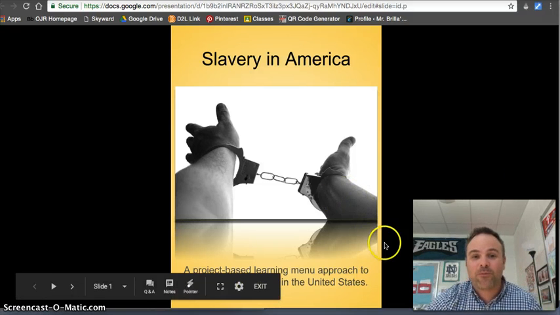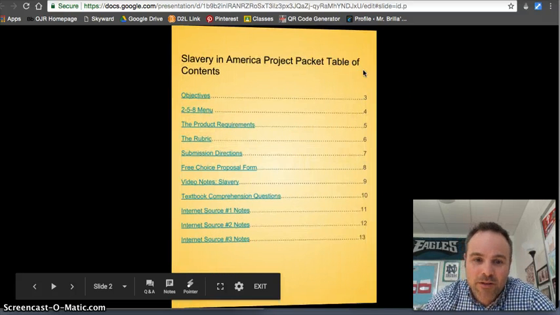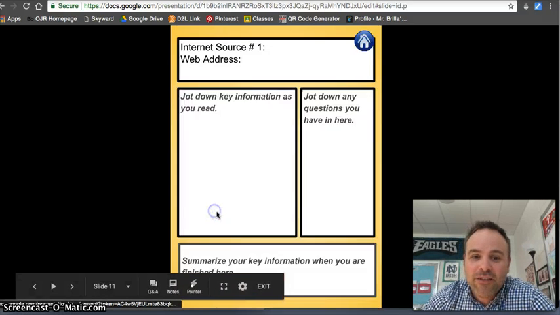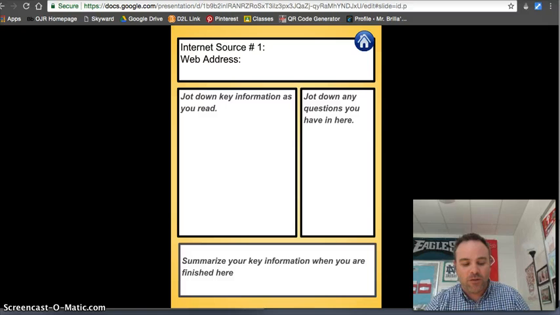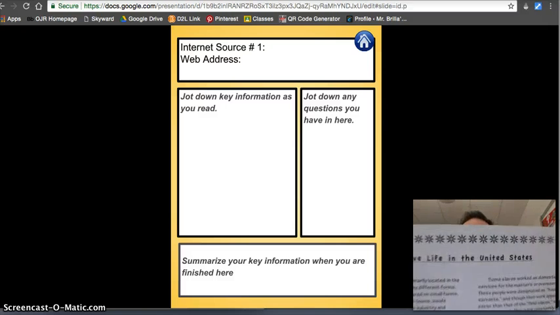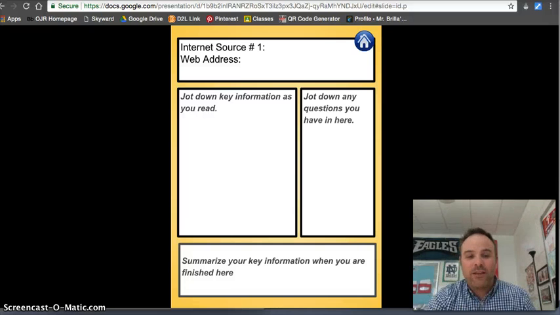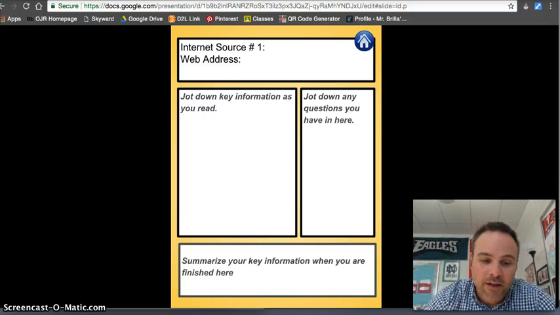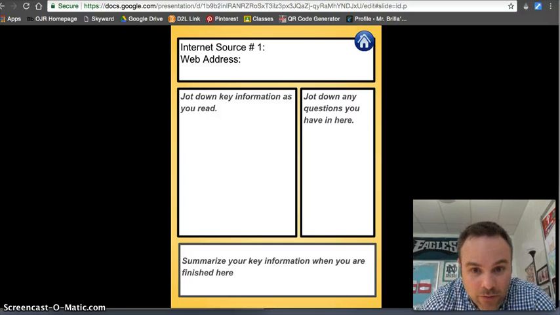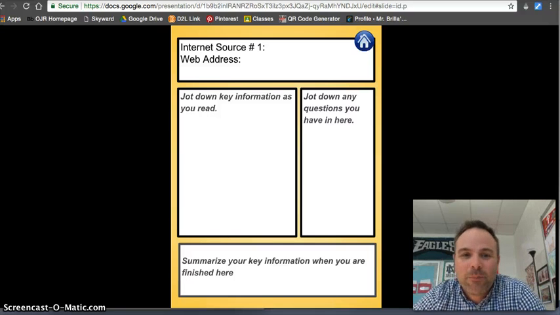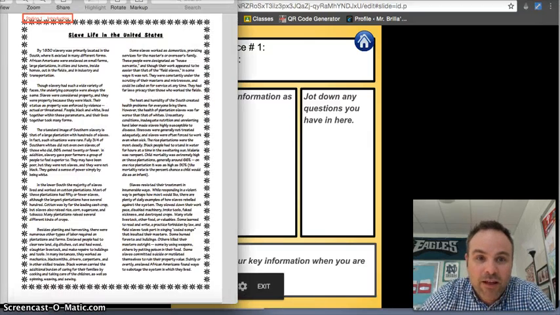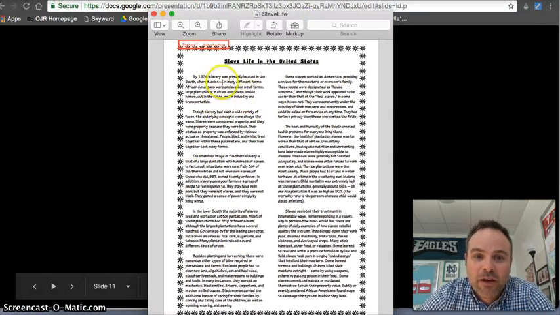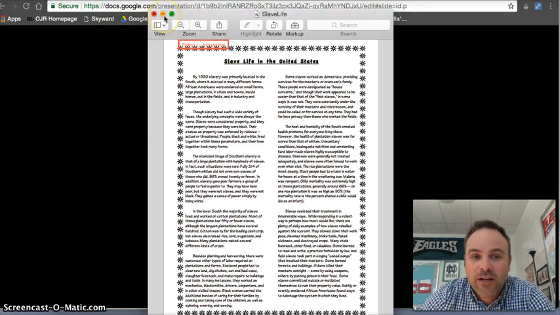So if you look on your Google slideshow packet, for lack of a better term, your electronic packet, and you go to slide 11, it says Internet Source 1, but that's kind of not a good term for it. Really what you're going to be looking at is this slave life in the United States reading. You can find this from the windowsill over by the windows, obviously, but you'll be able to look at the picture. And what you're going to be doing while you use it is reading through this description of slave life in the United States. And here you have it here. It talks about what slavery was like for those people living in the United States.